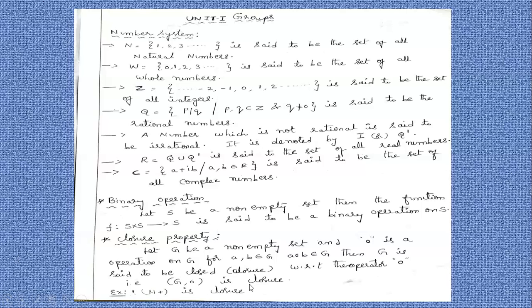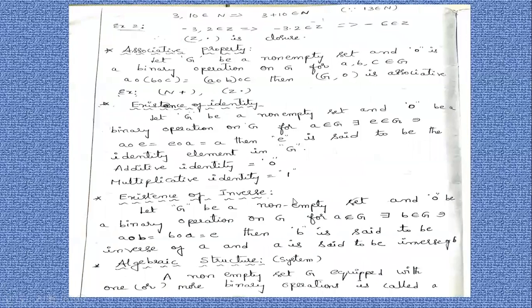Next we are moving to another definition, the associative property. Let G be a non-empty set and circle a binary operation on G. Similarly, as in closure, we take one non-empty set and one operation. We take three elements A, B, C in G. Then G circle is said to be associative if (A circle B) circle C equals A circle (B circle C) for all A, B, C belonging to G.